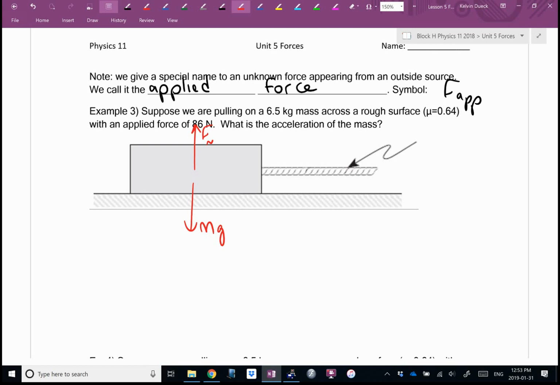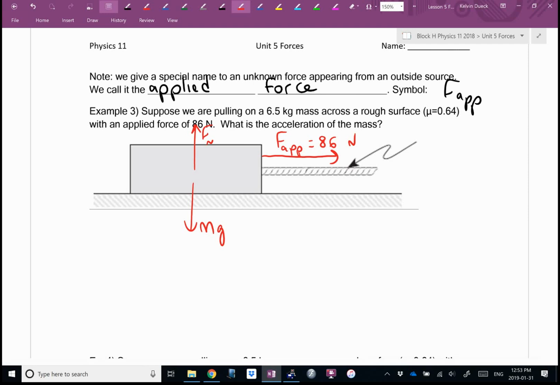Well, this question mentions an applied force. So I'm going to draw an arrow like this. I'm going to call it F applied. And I can even tell you how big it is. It says that it is 86 newtons. I'll stick that on there just for giggles.